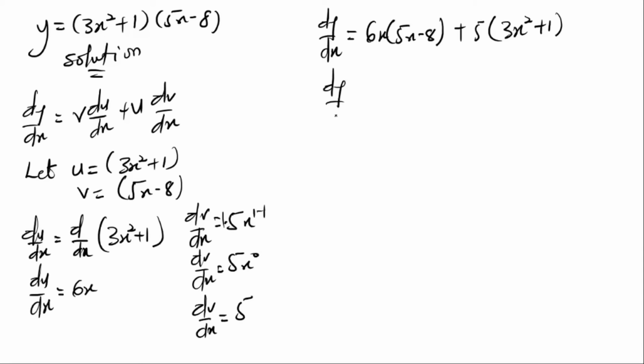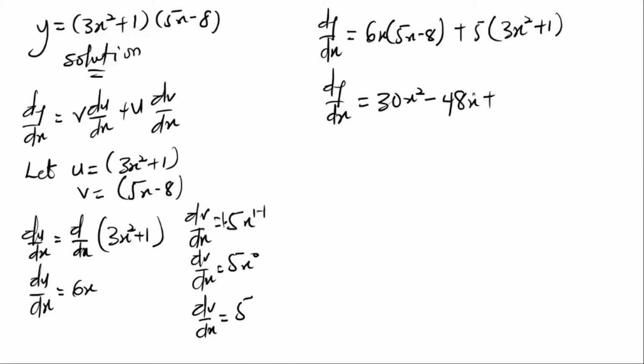So our dy/dx becomes 6 multiplied by 5, this multiplied by this becomes 30x squared. Then minus 6 multiplied by 8, we get 48x.